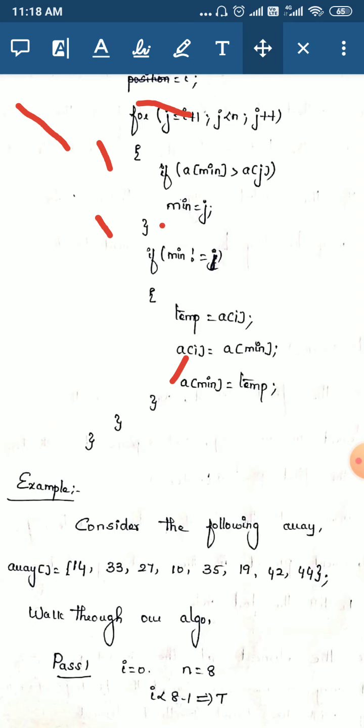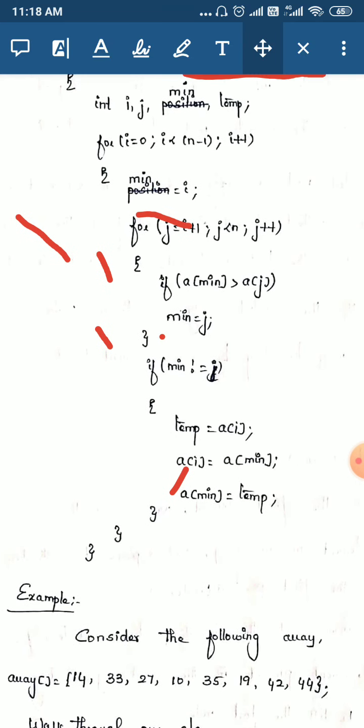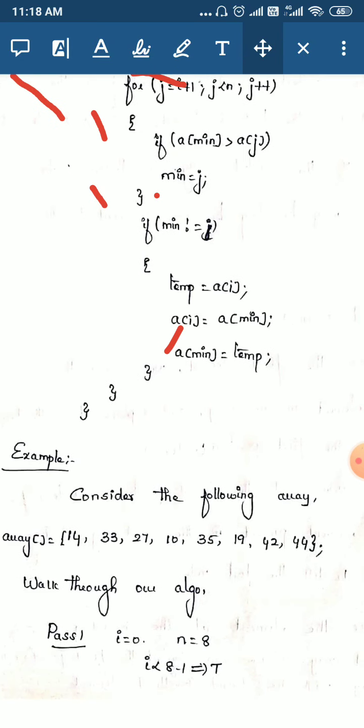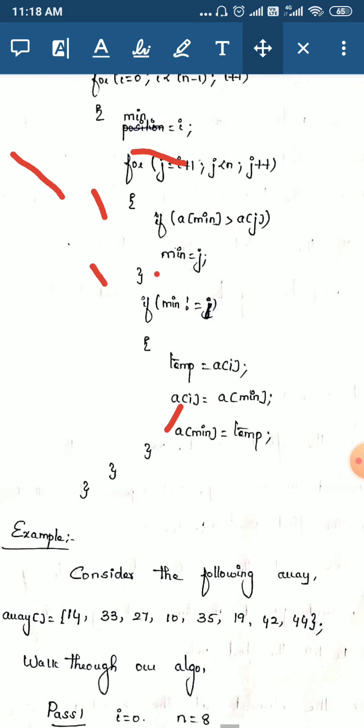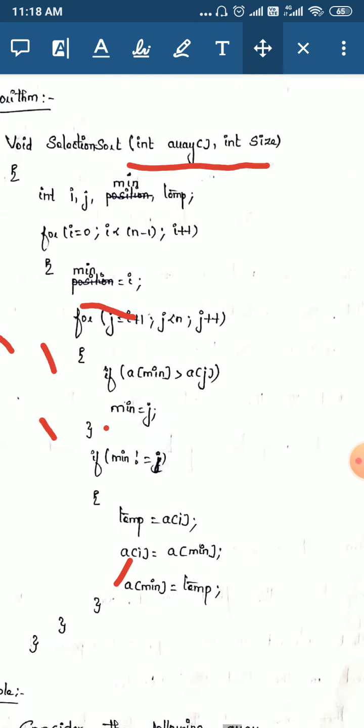So first iteration of i begins, right? So what is i value? So i is equal to 0, i is less than or equal to n minus 1, i plus plus. So initially i gets initialized with 0. Then n is equal to 8, right? i is less than n minus 1 we are checking. So n minus 1 is 7. So 0 less than 7 we are checking as the condition is true. So it goes inside the i loop, right?